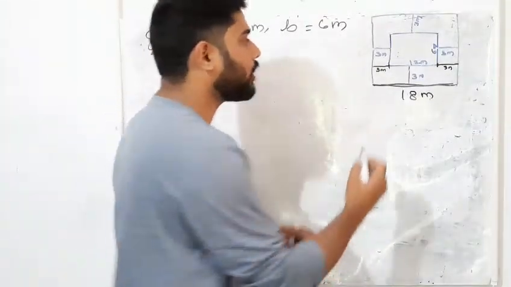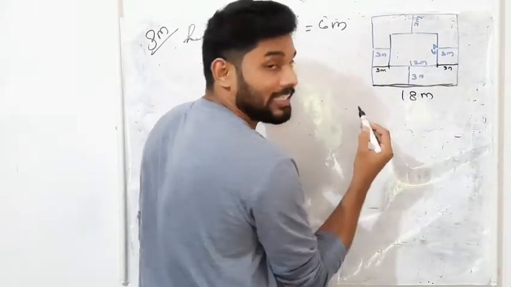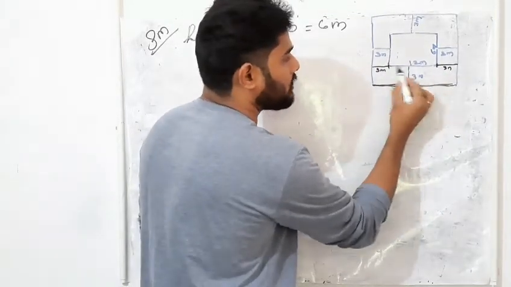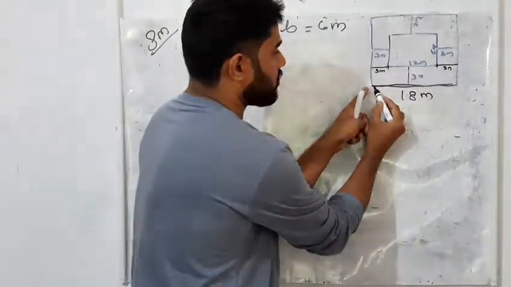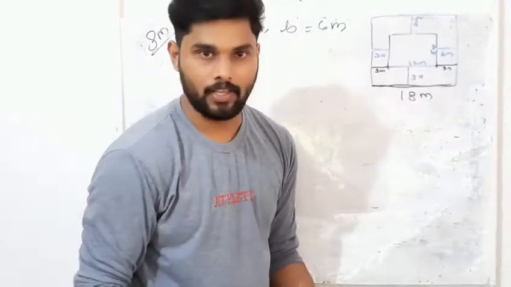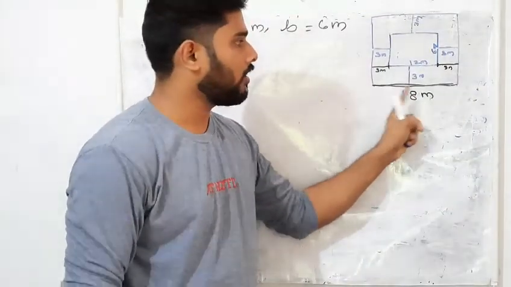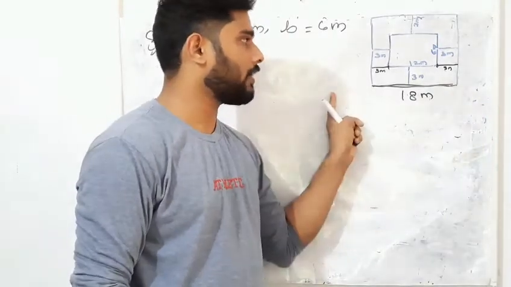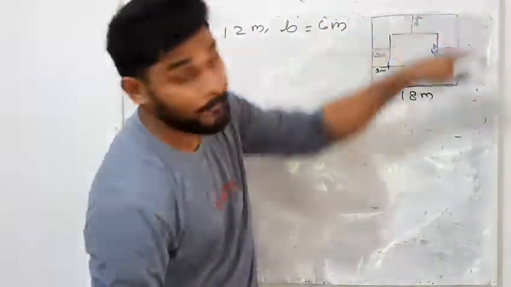Clear how we got it? From here to here the path is 3 meter. Then here also, from here to here, the path is 3 meter. In between the two paths, 12 meter is there. So they are joining. It's the same as this side. That's why we got 18 meter. That means from here to here 3, 12, 3. That means same line. Understood?